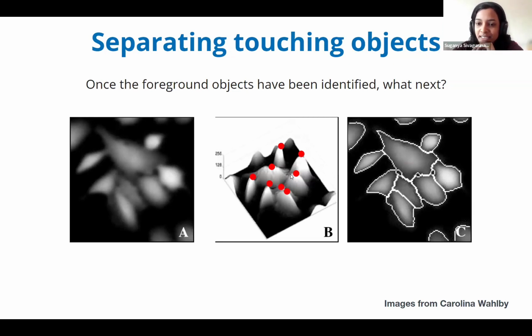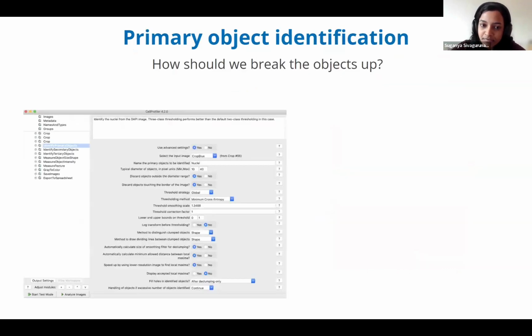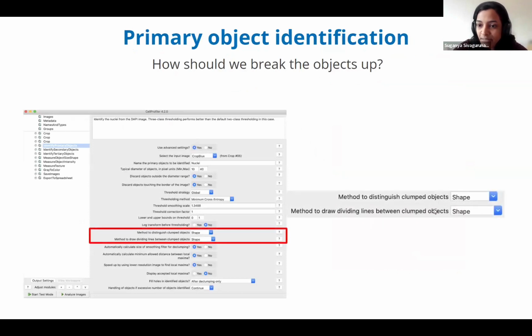This can be set in CellProfiler by declumping objects based on intensity, or it can also be done using shape. When you're trying to separate objects that are roughly circular, then you can give shape as an option to separate your objects of interest. How can this be done in CellProfiler? You have the option or method to distinguish clumped objects either by shape or intensity. The drop down here will have shape or intensity, and you can see which works for your images better.